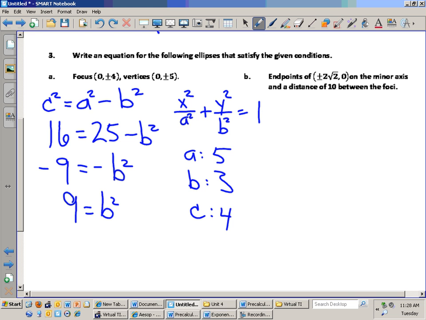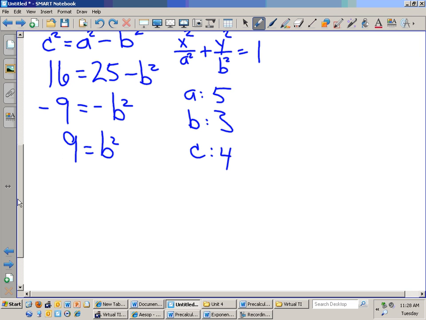So I've got those values. You tell me, does the a squared value go under x squared or does it go under y squared? Why, Samantha? The vertices are the endpoints and it's on the y-axis, so that means it's stretched vertically. So my a squared value goes under y squared. So my equation would be x squared over b squared, which is 9, plus y squared over a squared, which is 25, equals 1.